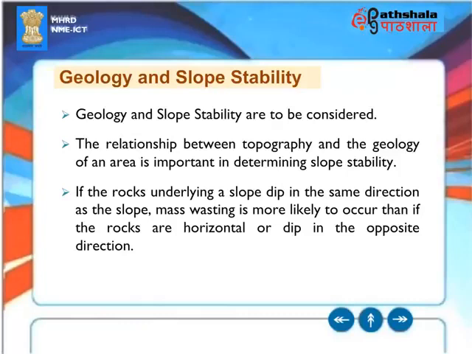Geology and slope stability. Geology and slope stability are to be considered. The relationship between topography and the geology of an area is important in determining slope stability. If the rocks underlying a slope dip in the same direction as the slope, mass wasting is more likely to occur than if the rocks are horizontal or dip in the opposite direction.